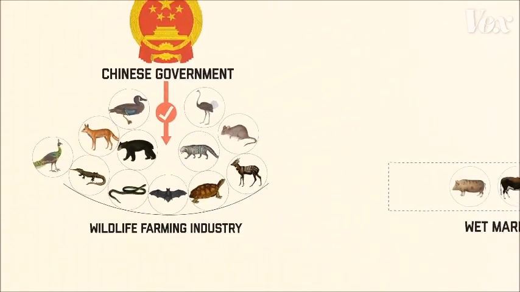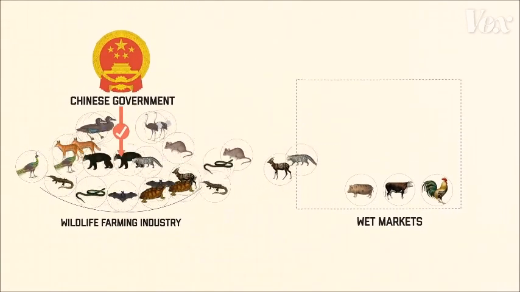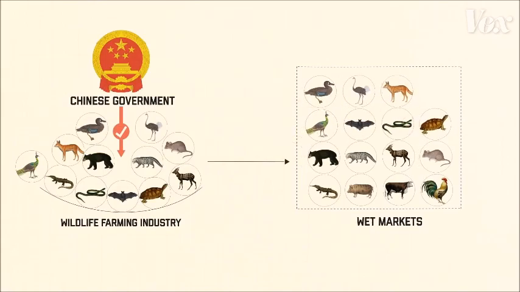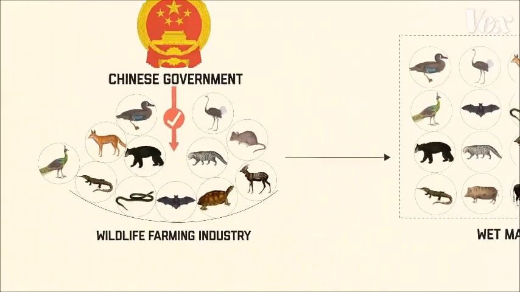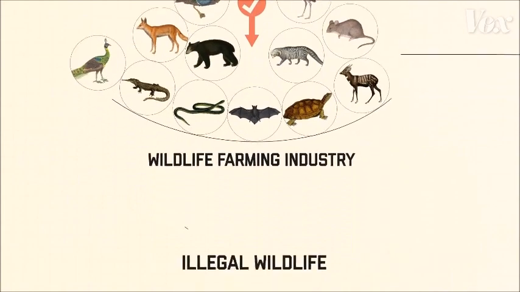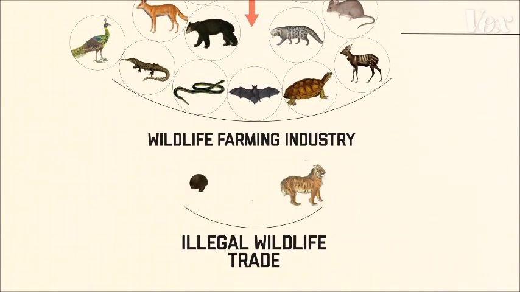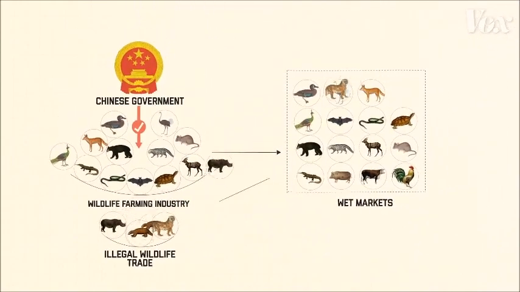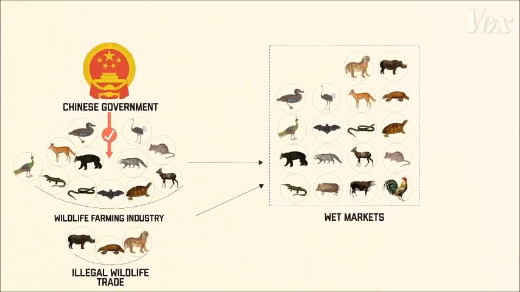Nonetheless, these animals were funneled into the wet markets for profit. While this legal wildlife farming industry started booming, it simultaneously provided cover for an illegal wildlife industry. Endangered animals like tigers, rhinoceroses, and pangolins were trafficked into China. By the early 2000s, these markets were teeming with wild animals when the inevitable happened.